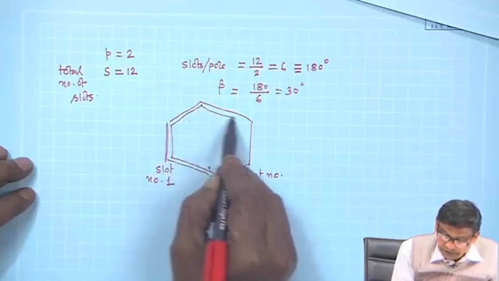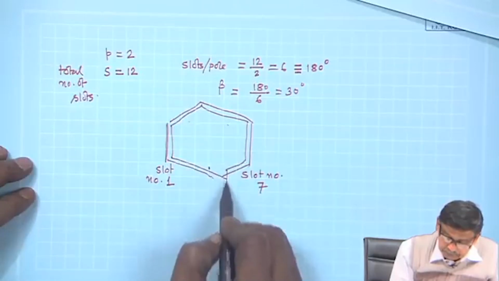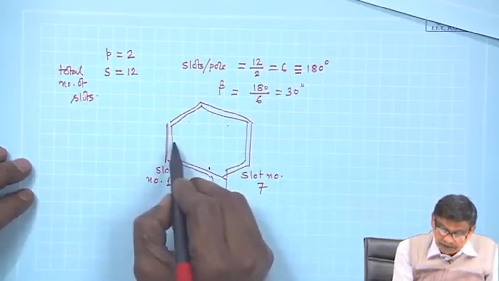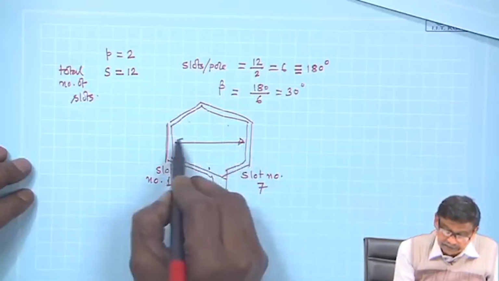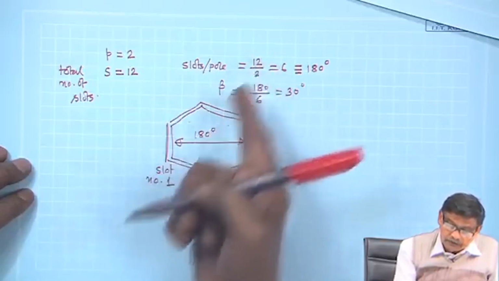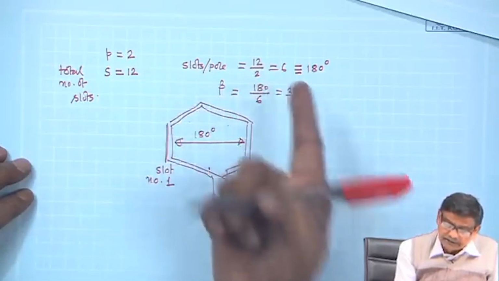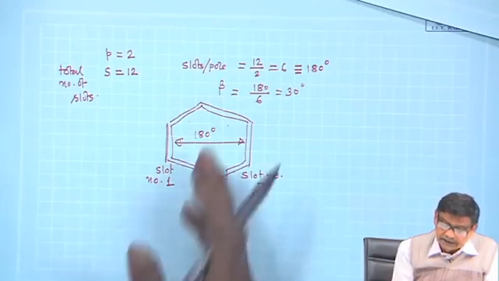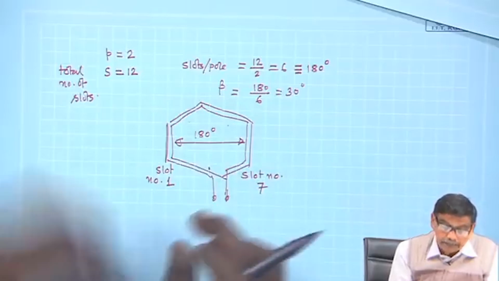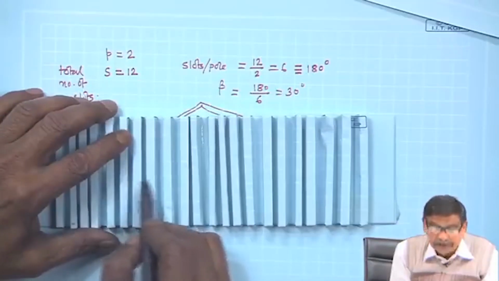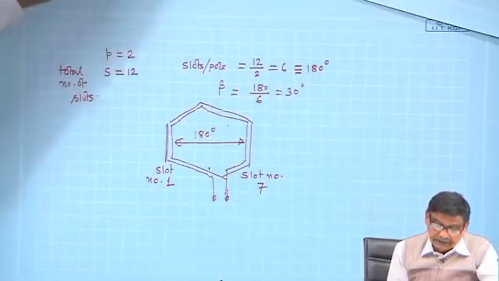And this is a full pitched coil then. Full pitched, 180 degree. So, 12 slots, 2 pole machine, 6 per pole, that is equivalent to 180 degree electrical, beta is 30 degree, the angle between 2 slots. This and this are separated by 30 degree.